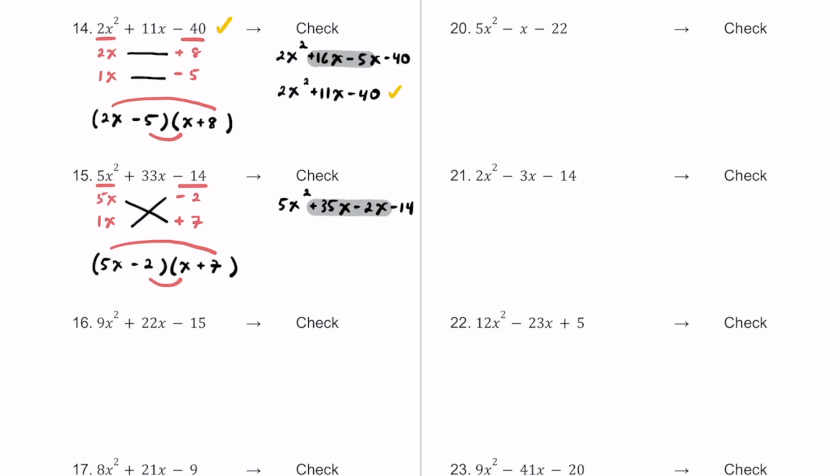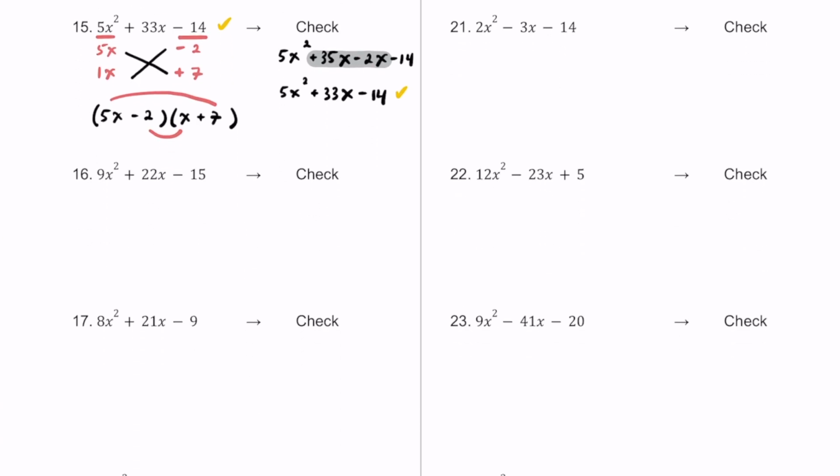In the middle, if we combine these, we're going to end up with this 5x to the second power. Then we're going to go ahead and see that 35 minus 2 is going to be positive 33x. And then we have a minus 14. Okay, so this seems to be what we were looking for, so we factored correctly.